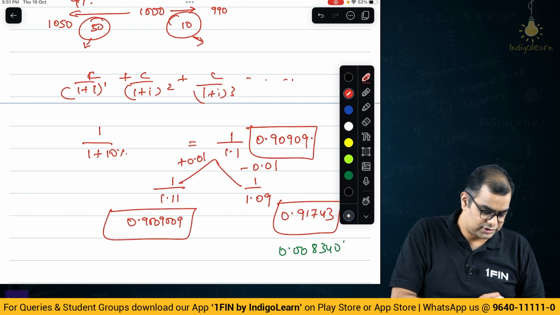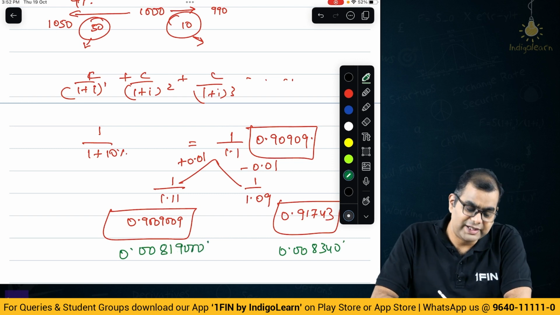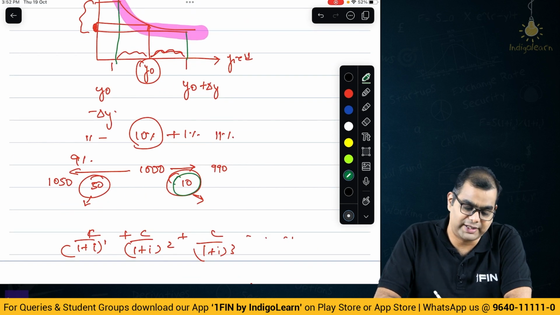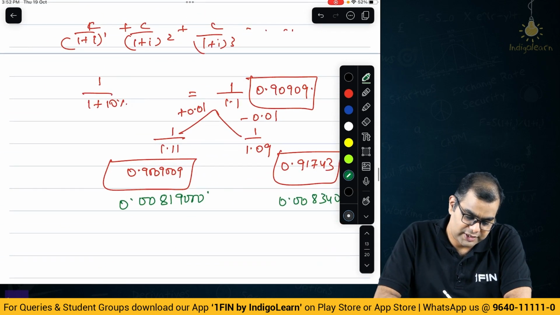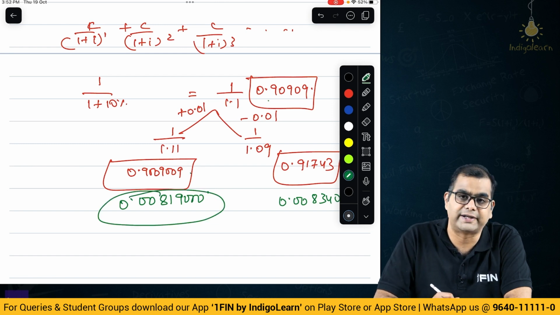Minus 0.909090909. Change is 0.00819000. So when you have increased the rate, see here, when you have increased the rate, it came down only by 10 rupees. It came down from 0.909 to 0.9009. So, it came down by 0.008.